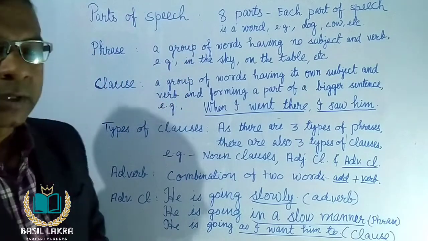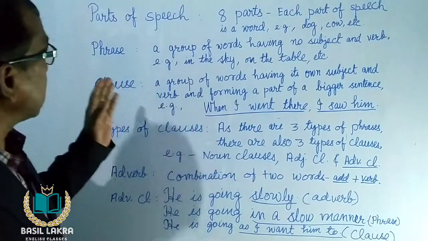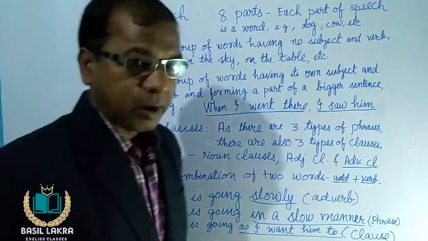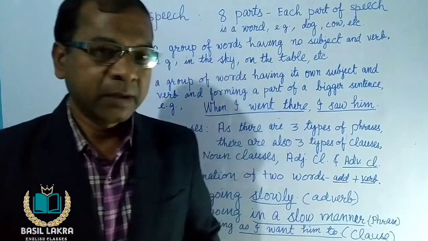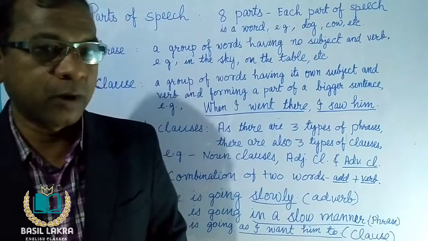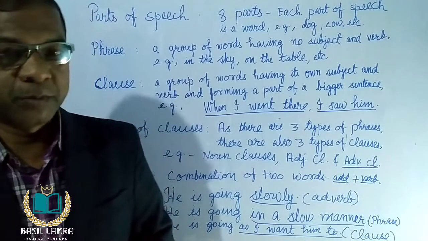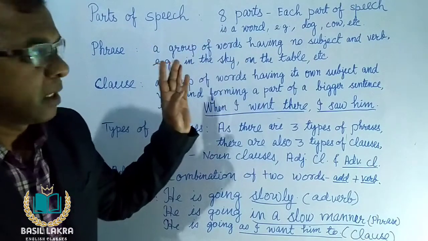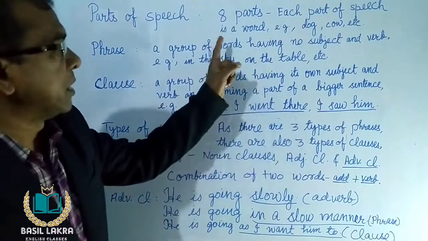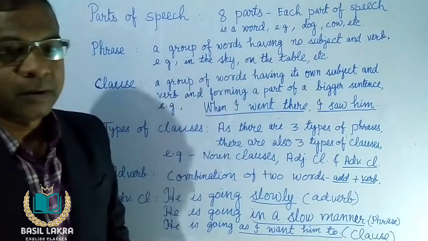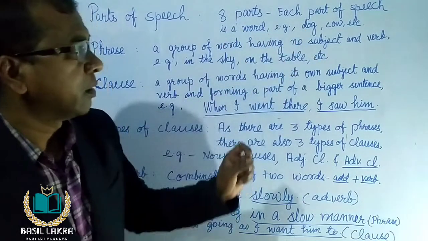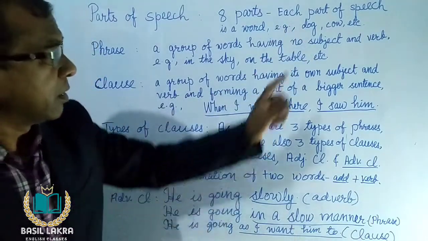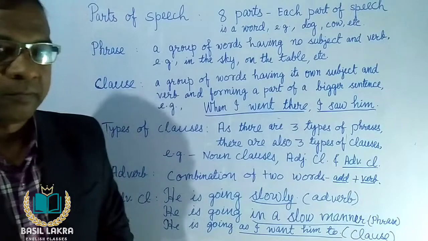Before we see what a clause is, let's first see parts of speech. If I ask you how many parts of speech there are, it is certain that you will be able to answer. There are 8 parts of speech. Each part of speech is a word. For example, dog, cow, etc. Dog is a word. Cow is a word.